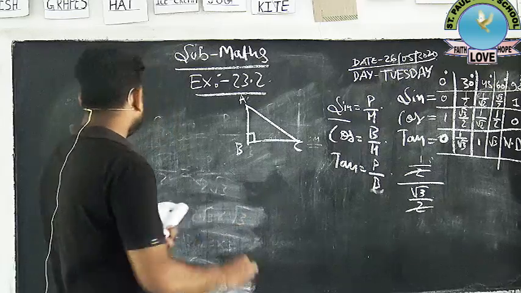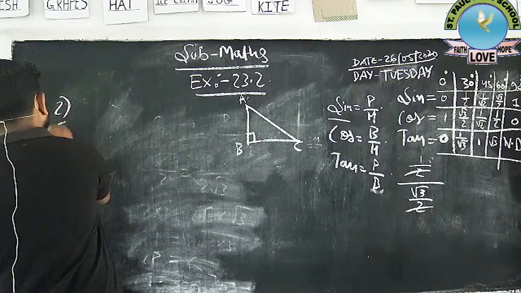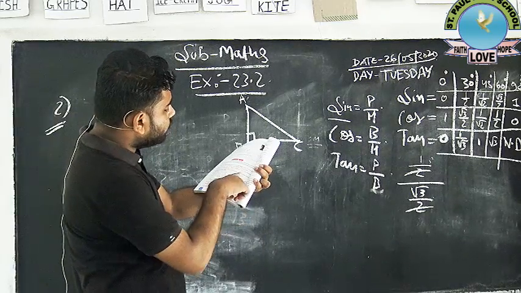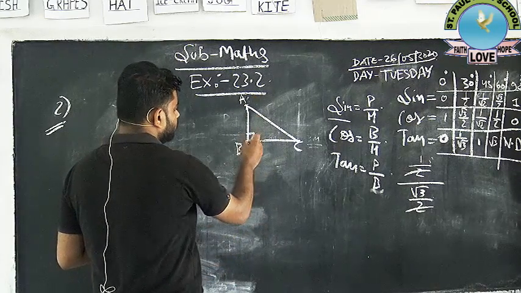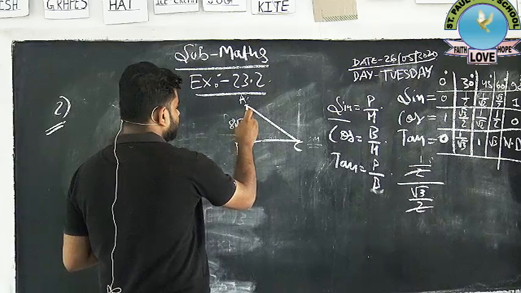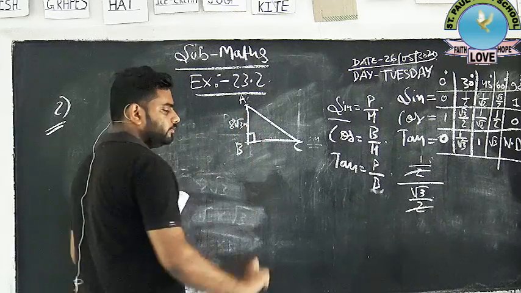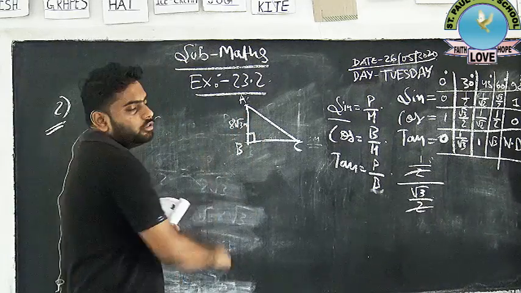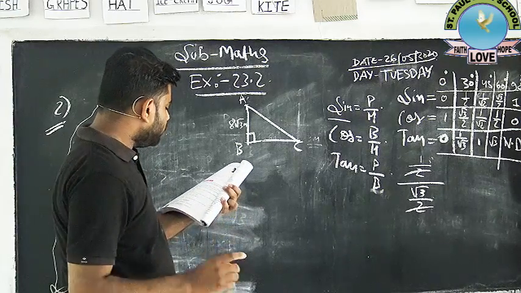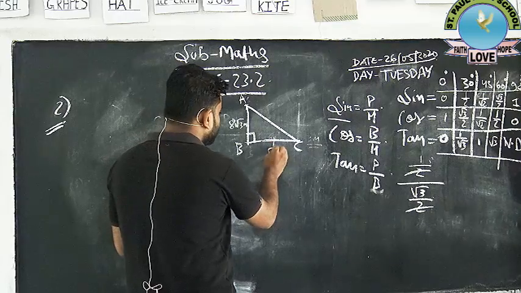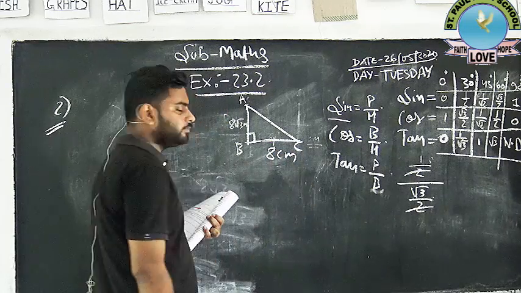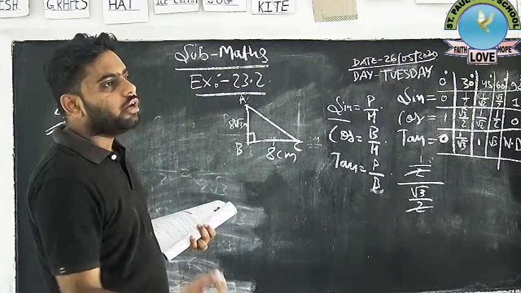After that what we can do, in the question you see what we have, the distance of AB is equal to 8 root 3 meters. So the distance from here to here is 8 root 3 meter. Don't be afraid of the root, it is very simple. And after that, the distance of BC is what? 8 centimeter.